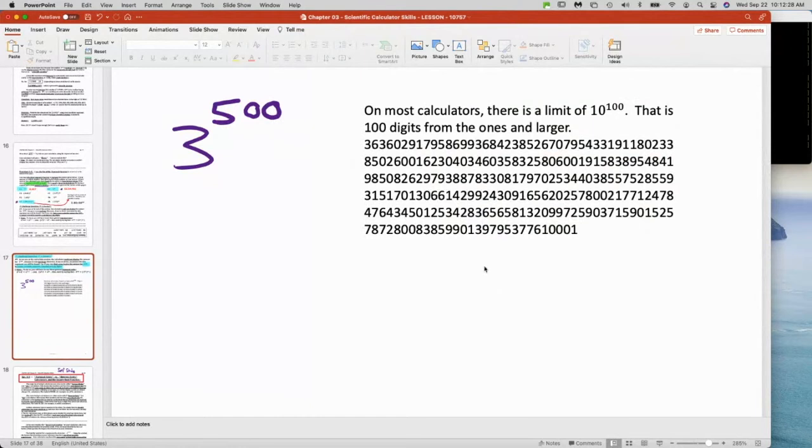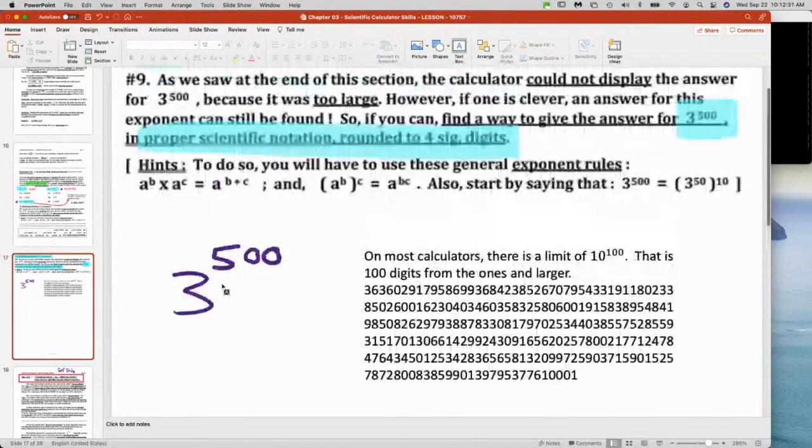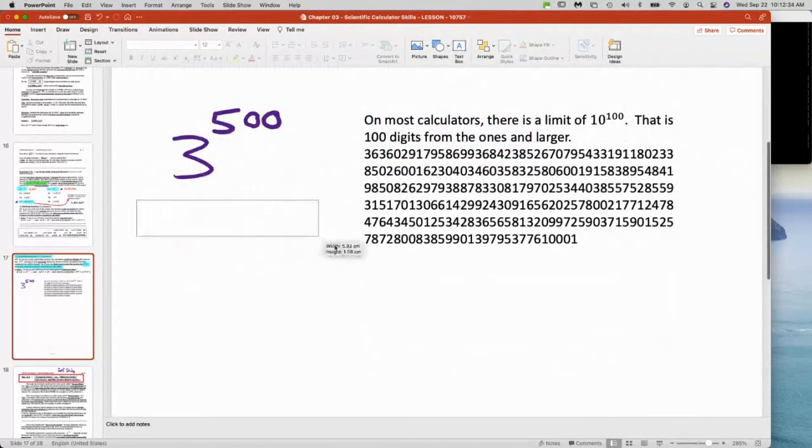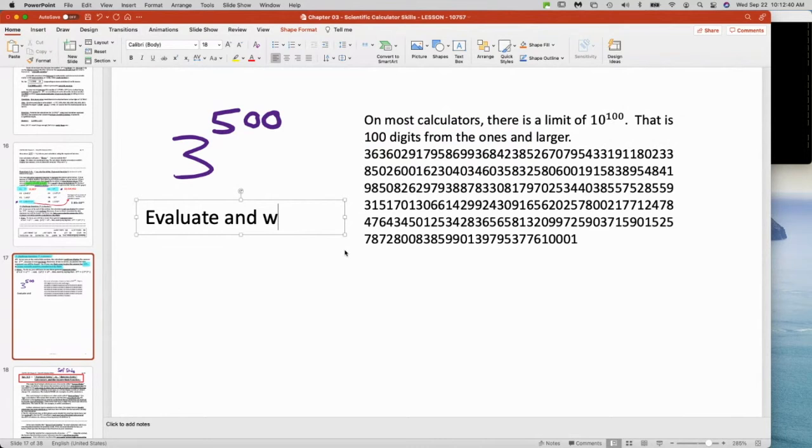Well, in this question, I'm just asking you for an estimate. Specifically, I'll say it in here: provide an estimate, or evaluate, and write in scientific notation, because it's way too large.